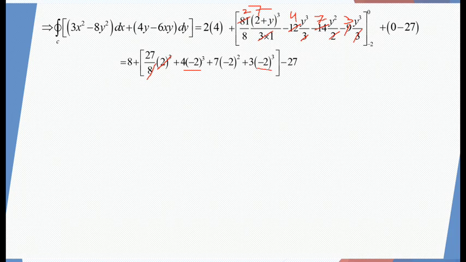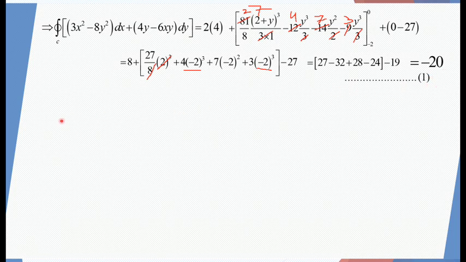and now 8 minus 27 is minus 19. This is 27 minus 8, 4 times 8 is 32, minus 2 square is 4, 4 times 7 is 28, minus 2 cube is minus 8, 3 times minus 8 is minus 24. So on simplification we get it is minus 20. Let it be equation number 1.